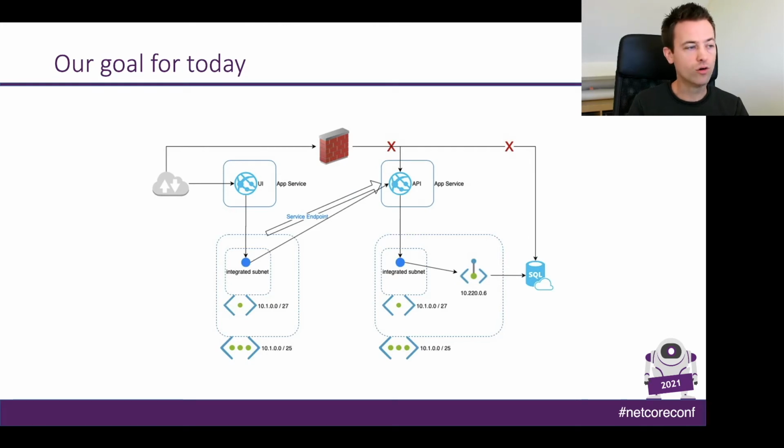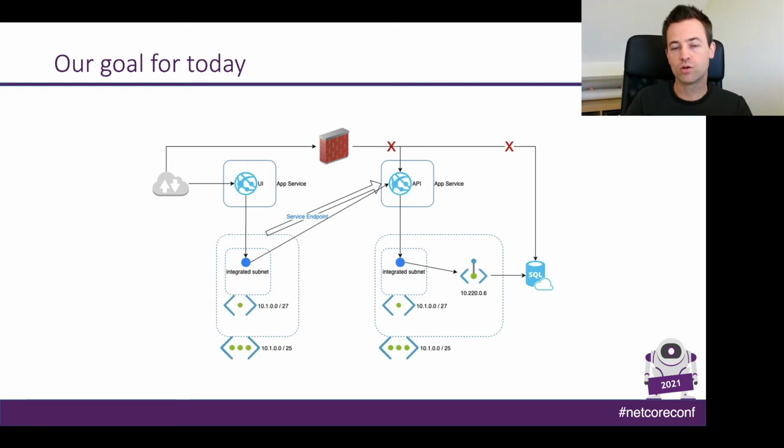So the goal for today, in terms of what I'm going to show you and demonstrate, is that we're going to build the infrastructure that you see in this small diagram over here. So you see two web apps. I have a UI and I have an API, and there is a SQL database on the right. What we're going to do today is make sure that the API is the only thing that's allowed to access the SQL database.